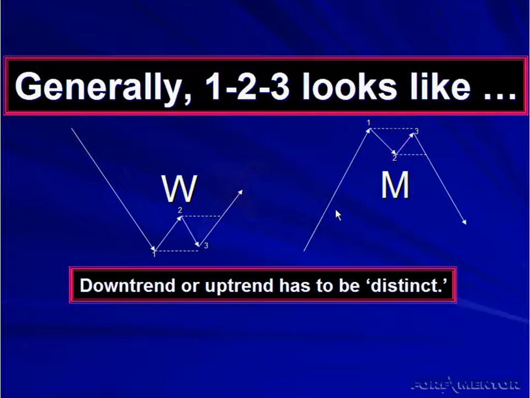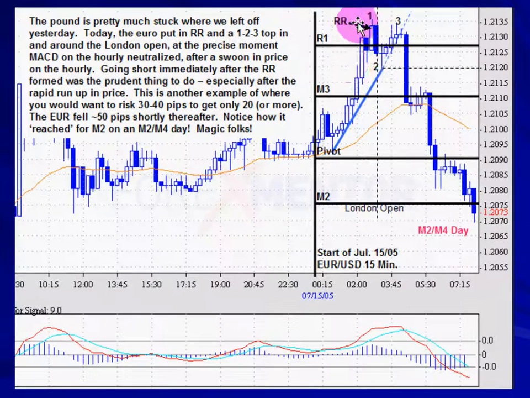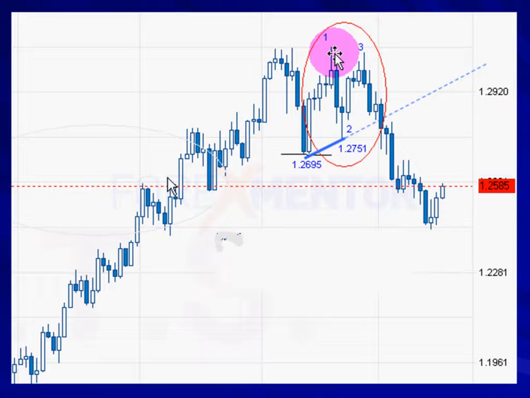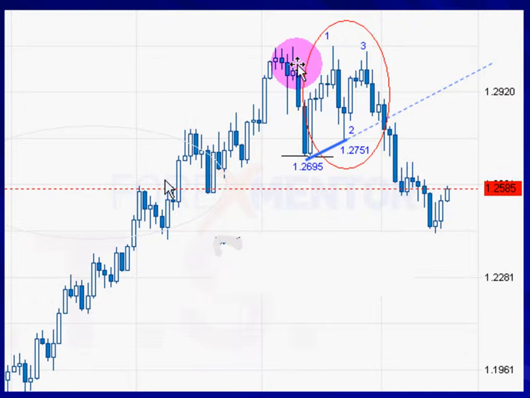One, two, three, top. Price goes up. 1, 2, 3. The 3 is not as high as the 1. Price collapses. Here's a 1, 2, 3 top. 1, 2, 3. Trendline break. Price collapses. Here's a 1, 2, 3 top. Actually a multi-top, including a 1, 2, 3 top. 1, 2, 3. Trendline break.